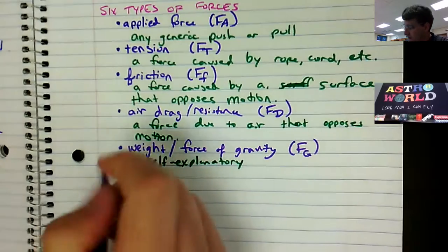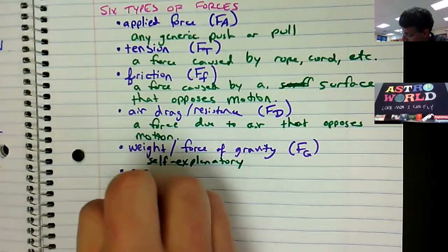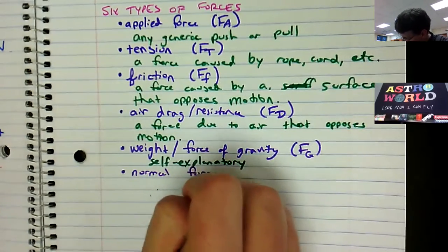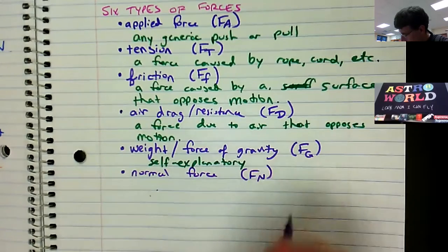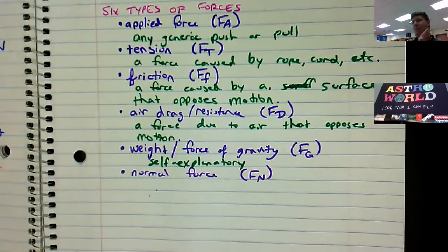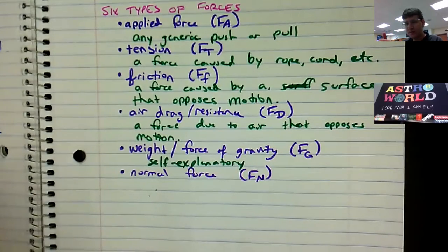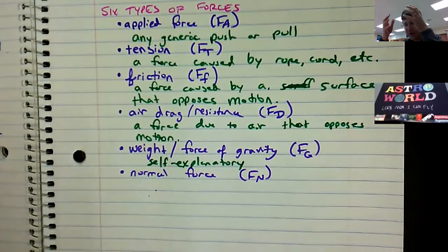And then the last one is something called the normal force, Fn. Now, here's how I like to think about normal force. If you're standing on the ground, you know that there's gravity because you're not flying, right? So there's gravity pulling you down. But why don't you keep going down? You don't keep going down because there's also a surface there. And whenever there's a surface, that's what we call a normal force.